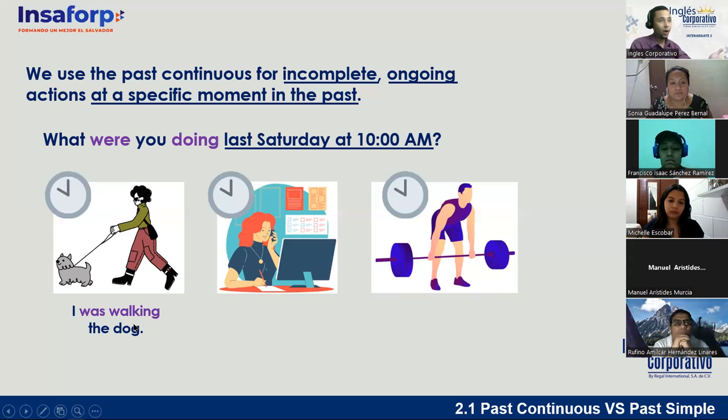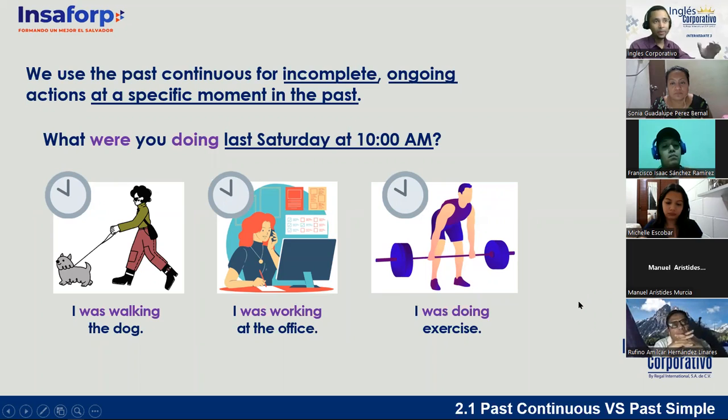Okay, so what were you doing last Saturday at 10 a.m.? This person says, I was walking the dog in that moment. I was working at the office. I was doing exercise. I'm not going to ask everybody. I need volunteers. Let's change the question to what were you doing yesterday, Sunday, yesterday at 10 a.m.? Who wants to answer? You need to use the past continuous, like the examples. What were you doing yesterday morning at 10 a.m.?